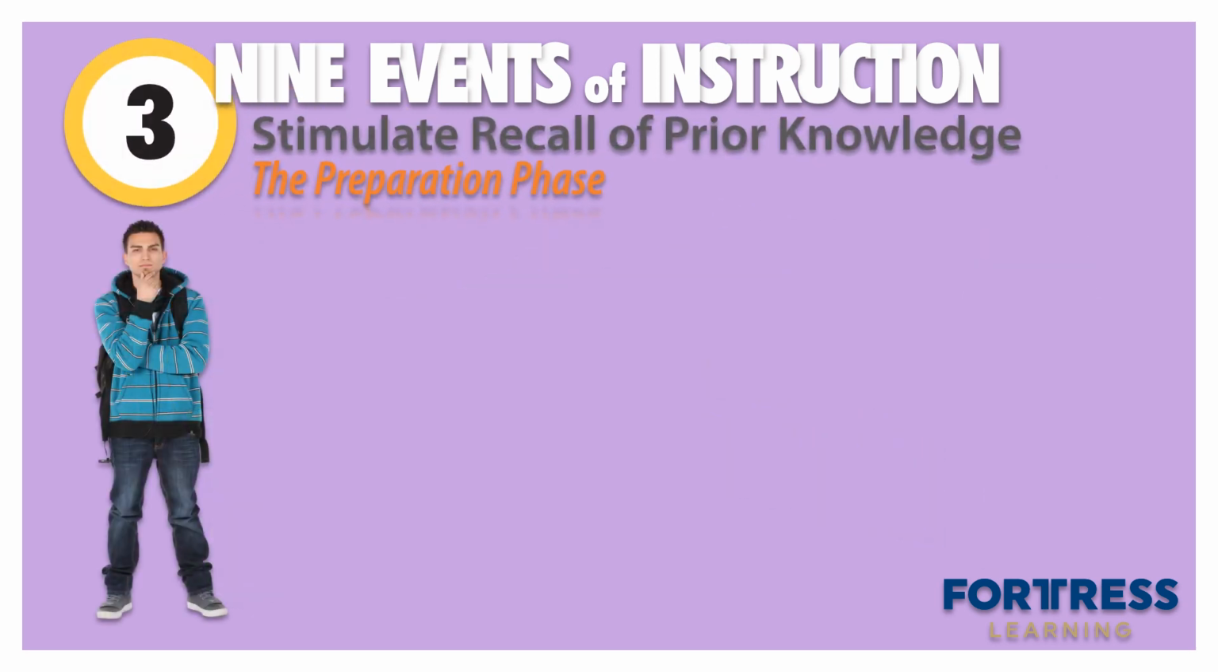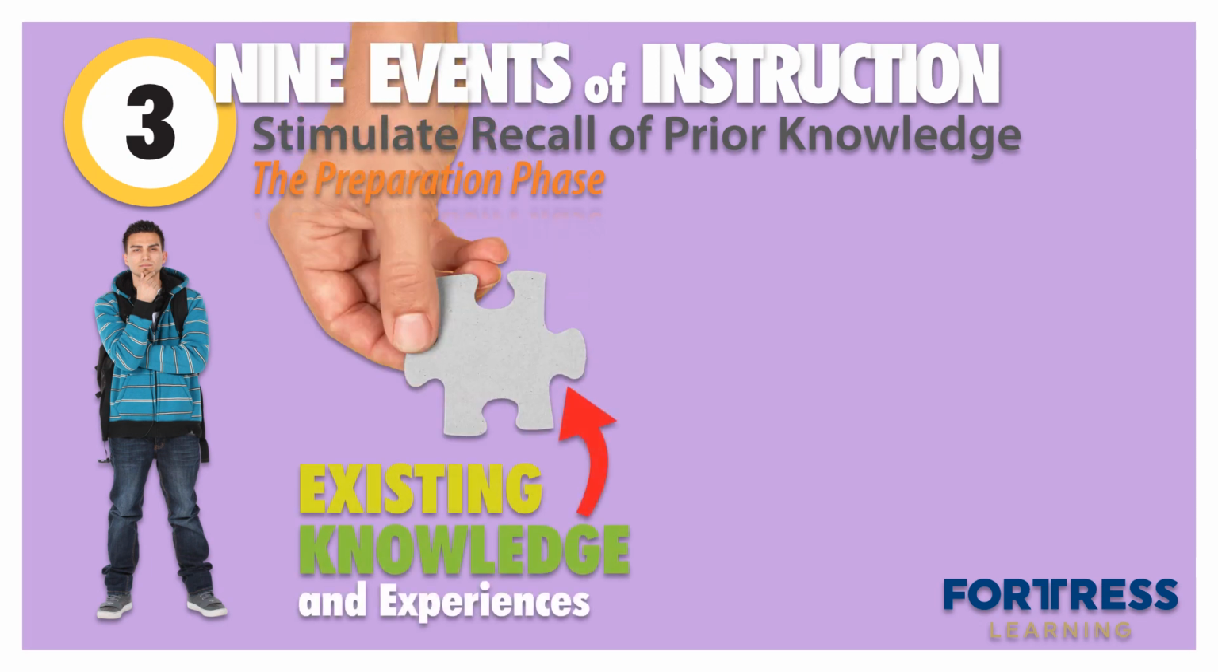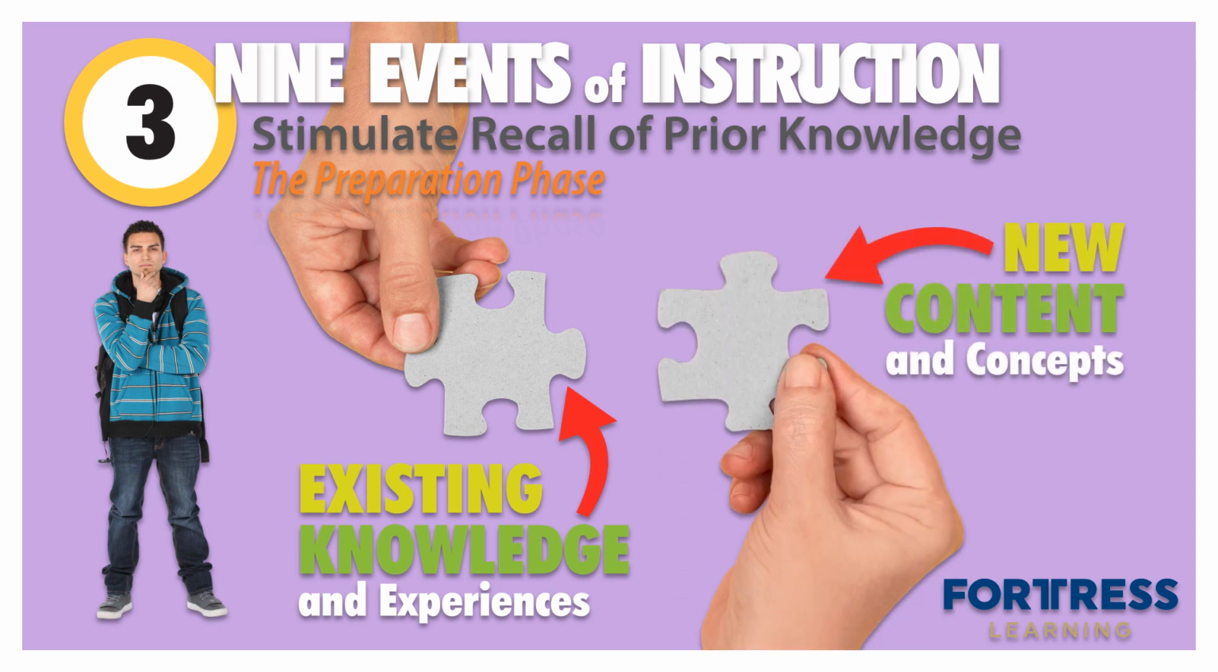The third event is about stimulating the recall of the learner's prior knowledge and learning. This involves the learner making associations between what they already know and are familiar with and the new content and concepts that will be included in the training. This can be achieved by posing a situation and asking learners to share their experiences or providing them with examples of experiences based on the new content that's in the context of their own previous experience.